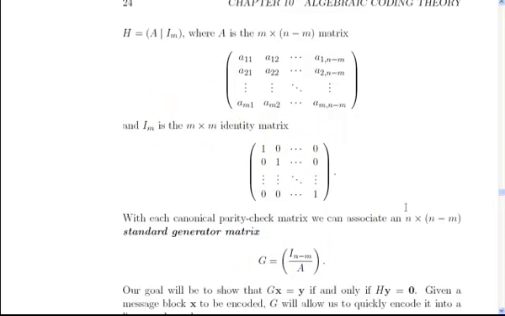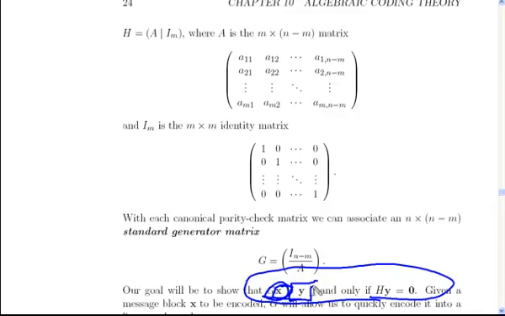Okay. Now here it says our goal is to show that Gx equals y if and only if Hy equals 0. So let's digest that a little bit. Gx equals y if and only if Hy equals 0. In other words, if I take any vector x, hit it with G, and form a resulting vector, that vector will satisfy Hy equals 0. In other words, that's a code word.